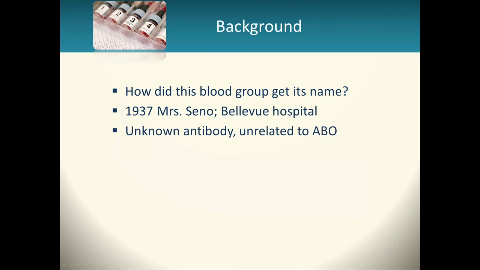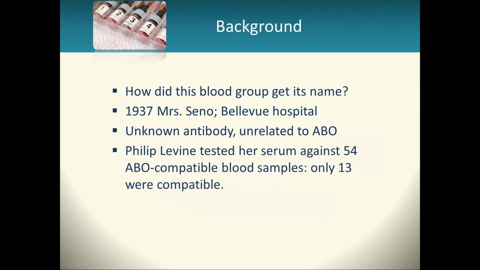It was hypothesized that this acute hemolytic transfusion reaction was caused by an antibody specificity that was unknown at the time and unrelated to ABO. Such reactions after ABO-compatible transfusions had been observed in the early 20th century, but usually occurred in patients who had been previously transfused. Mrs. Seno had never received a transfusion before, and so it was postulated that she had produced an antibody against the fetus. In the late 1930s, a scientist by the name of Philip Levine tested her serum against 54 ABO-compatible blood samples, and only 13 were compatible.